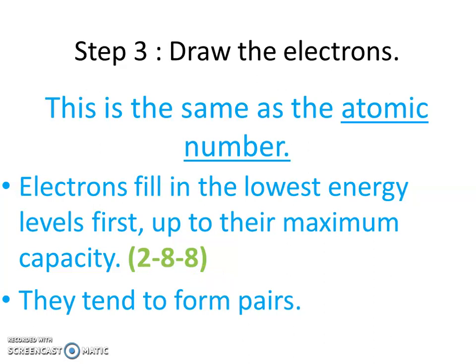Remember from our notes on the structure of an atom that the first energy level can hold up to 2 electrons. The second energy level can hold 8 electrons. And for our intents and purposes, the third energy level can hold 8 electrons. The electrons also tend to form pairs, so they tend to not hang out alone, but they pair up if they can.